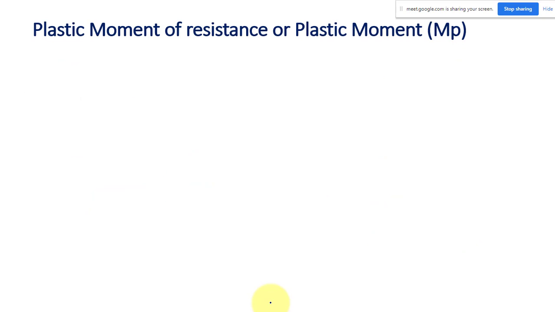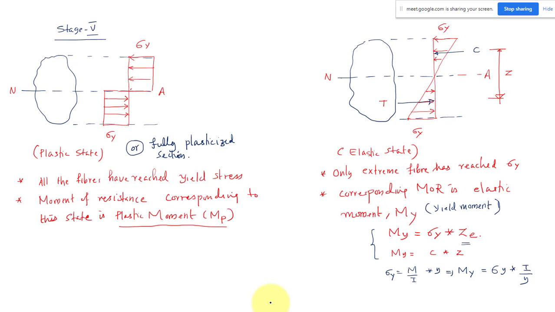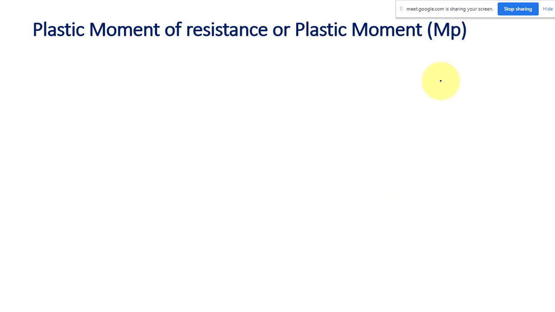Let us just understand what we mean by plastic moment of resistance, because the stress flow has changed. Correspondingly, the moment of resistance also will be different. Definitely you will be having a higher moment of resistance corresponding to this stress flow, because in this state each and every fiber has reached its maximum capacity, the yield strength, so it can take much more load compared to this elastic moment. That we will discuss in a little more detail. The plastic moment of resistance, or simply we'll be calling it plastic moment.